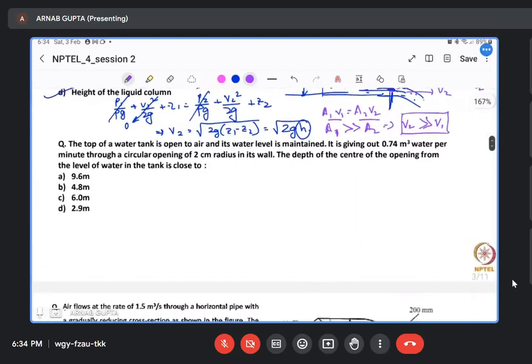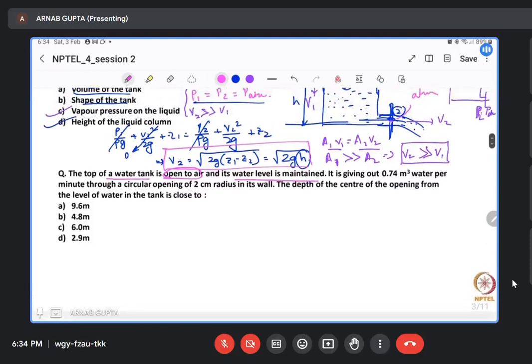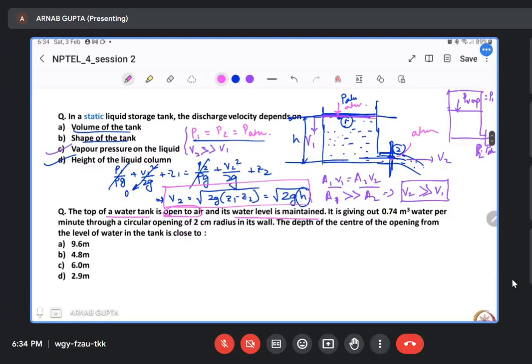The top of the tank, okay, we have a numerical here. The top of a water tank is open to air. See, here it has been mentioned, it is open to air. So, yeah, you can apply this particular equation. And its water level is maintained. So, again, which means that this particular H value is kept constant as the water is discharging out.